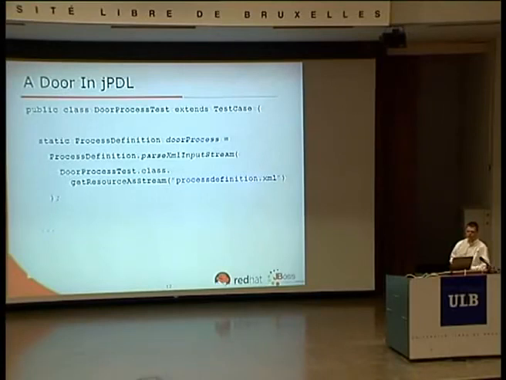First you see a static member field, which is the process definition. This corresponds to the process that you just saw, the XML and diagram image. There's one member variable there, one for all of the tests in that test case. The XML file that you saw describing the process was in the file processdefinition.xml. So we load it as a resource, and we parse it, and we get a process definition object.